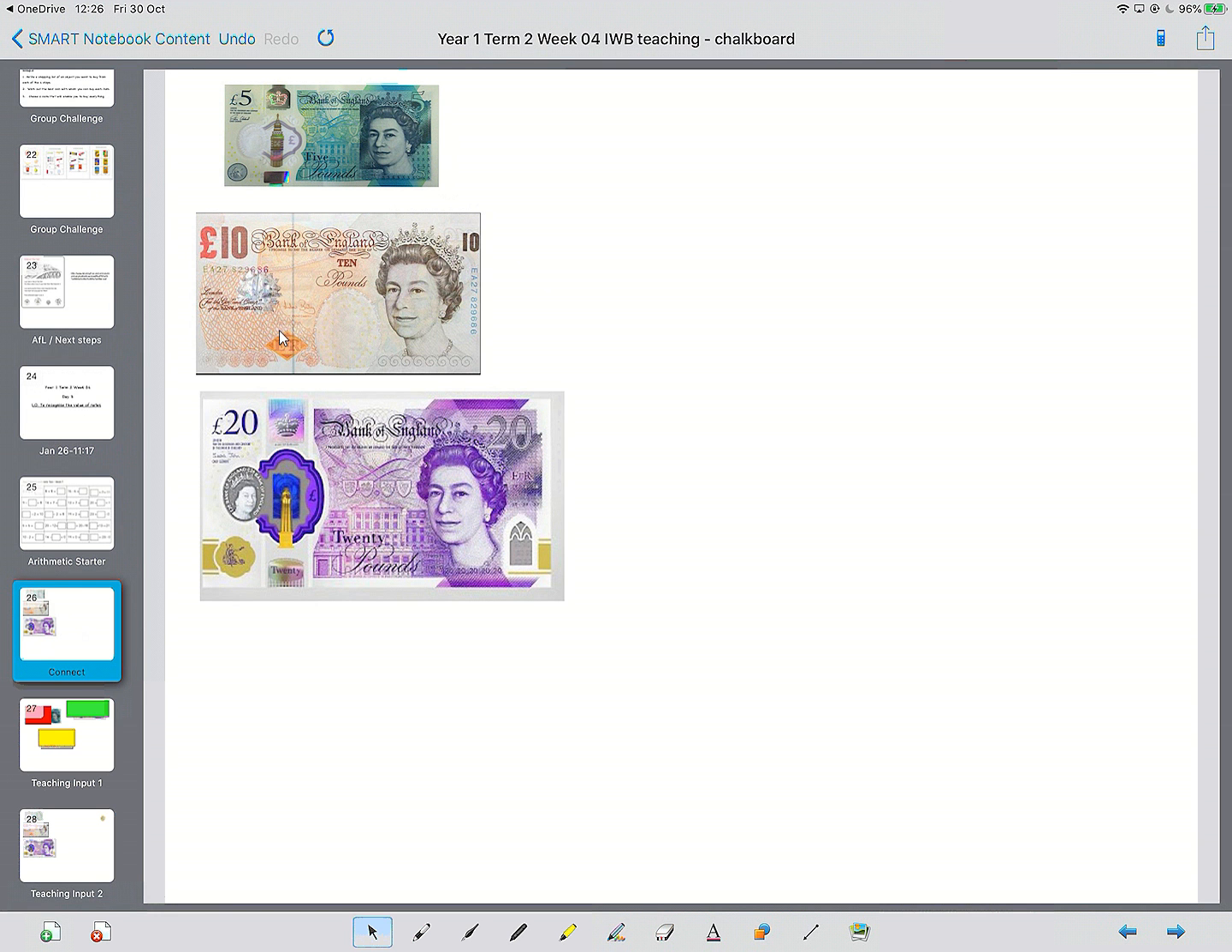So I want you to tell your grown-ups what you notice about each one of them. Which one do you think is worth the most? And how do we tell which one's worth the most?